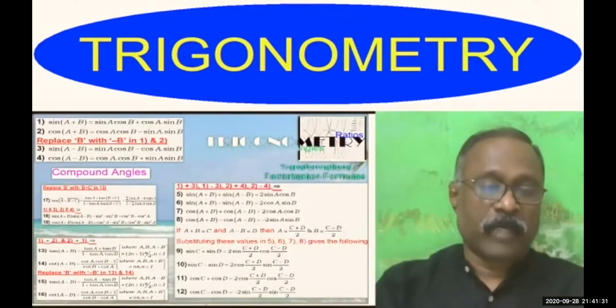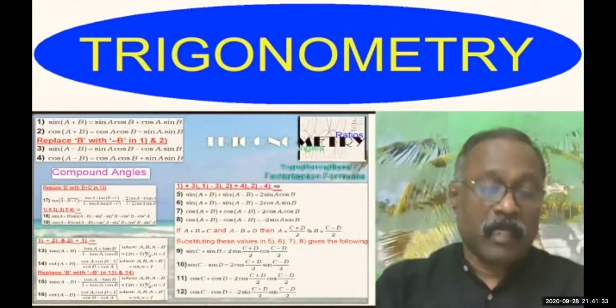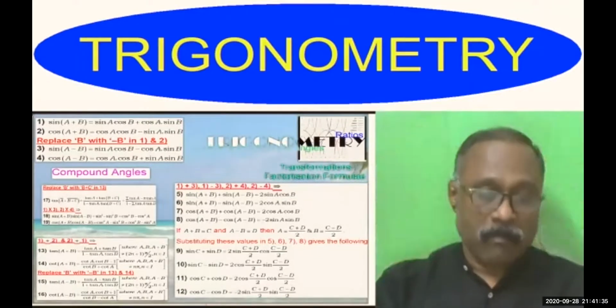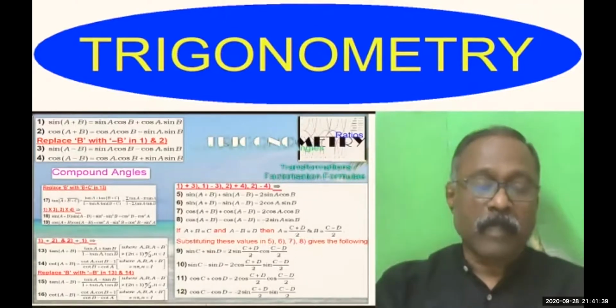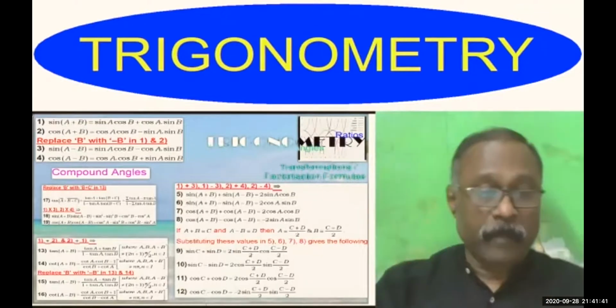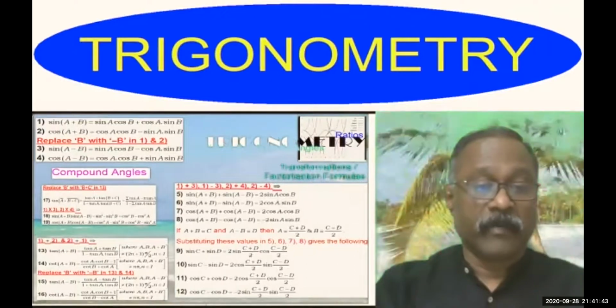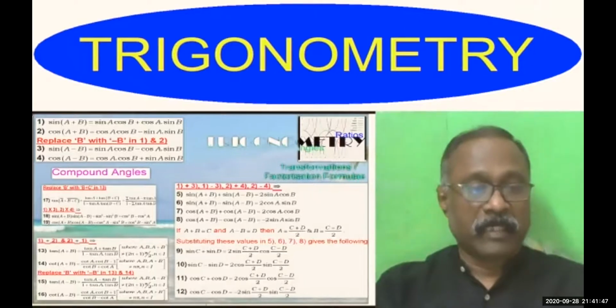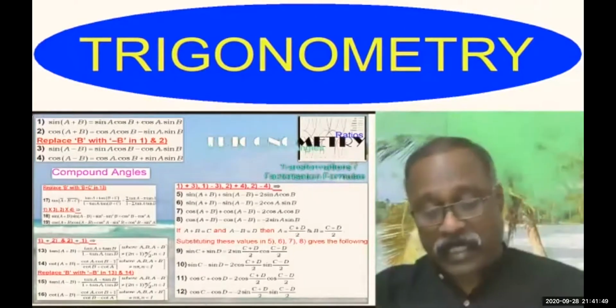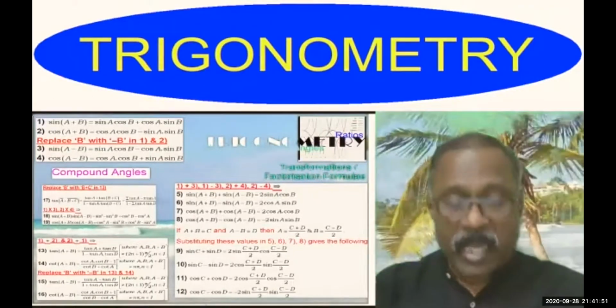And in these 4 formulae, A plus B is replaced with C, and A minus B is replaced with D. Thereby, A and B are replaced with (C plus D) by 2 and (C minus D) by 2. You will be getting 4 more formulae. Like that, I will derive from only 2 formulae.